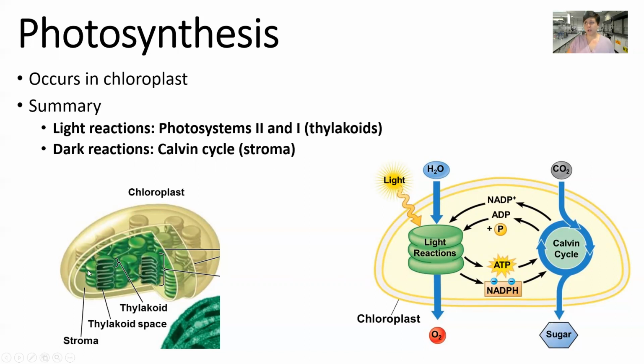However, the dark reactions do not need membrane. They just need all the energy that's generated in the thylakoids. So the dark reactions actually occur in the stroma of a chloroplast. All right.